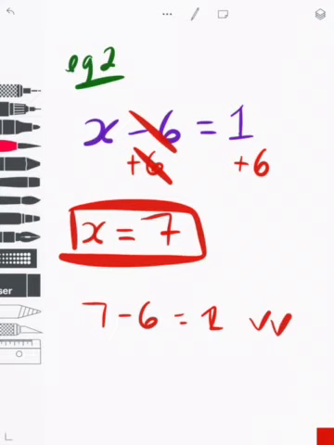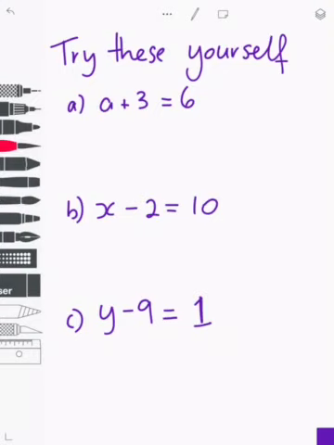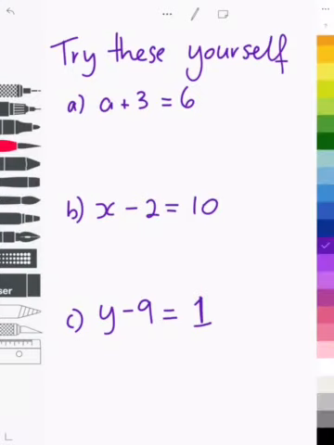We call these one-step equations. In our other videos or later on, you'll learn how to do multi-step or two-step or different types of equations. Let's move along, and I'm going to give you a chance to try this yourself. So just pause the video, try this on paper yourself, and I'll go through the answers.